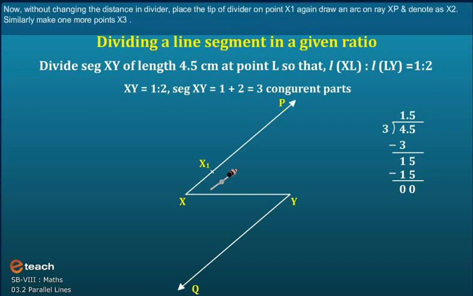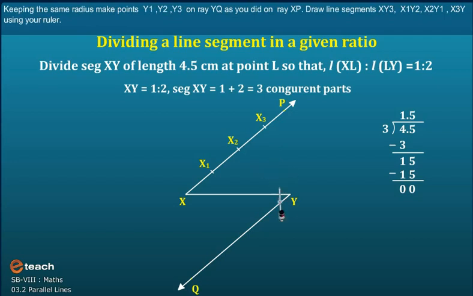Now, without changing the distance in divider, place the tip of divider on point X1. Again, draw an arc on ray XP and denote as X2. Similarly, make one more point X3. Keeping the same radius, make points Y1, Y2, Y3 on ray YQ as you did on ray XP.